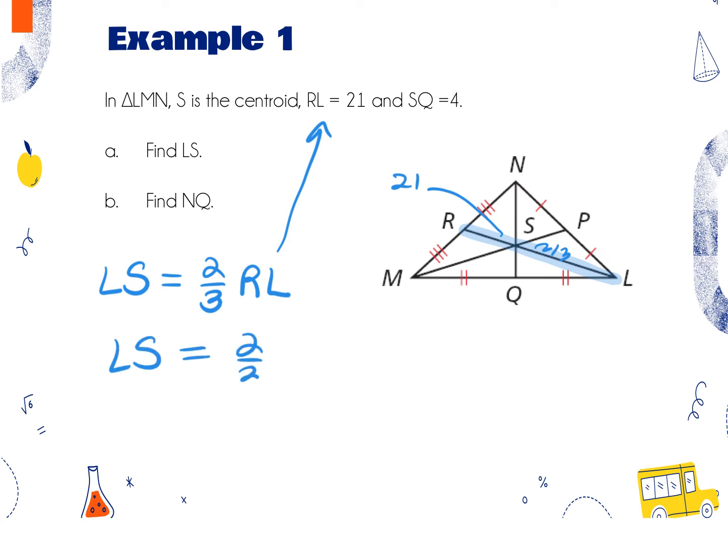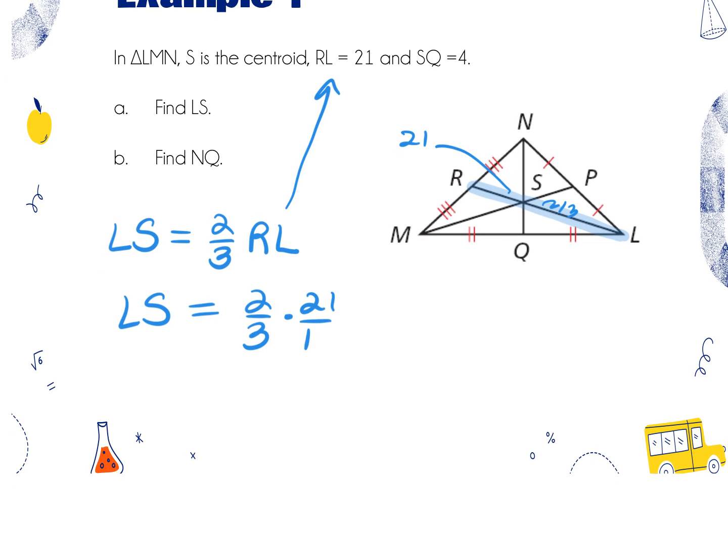I can put 21 in here as a fraction by adding a 1 to the denominator. Now, you can either choose to multiply straight across and get 42/3, but I'm going to simplify on the diagonals on this one. I'm going to simplify the 3 and the 21 and change this to a 1 and a 7. So the length of LS is 2 times 7, and it's 14.